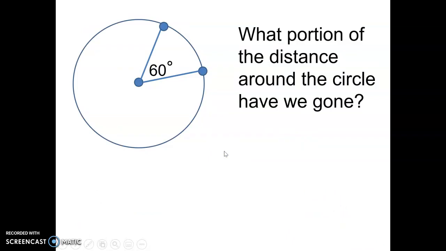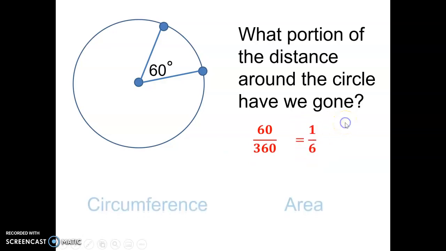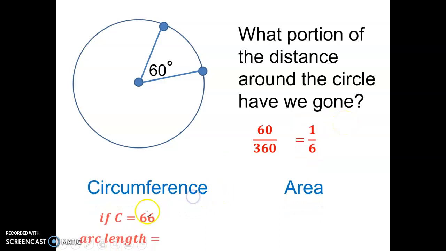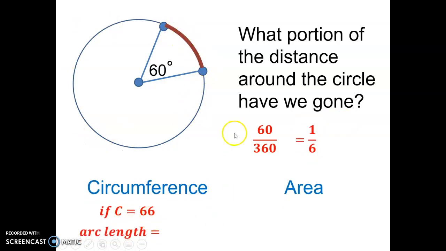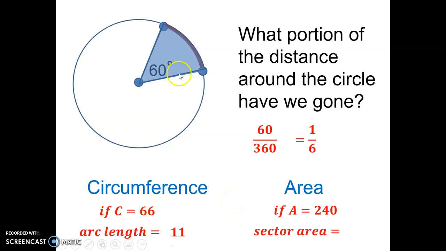Next one, what portion do we have here? This time we have 60 out of 360, which is 1/6. We have 1/6 of the circle. Therefore, circumference, let's say it's 66 the whole way around, and we want this arc. And let's say the entire area is 240, and we want just this sector. Go ahead. Okay, 1/6 of 66 is 11, so this arc length would have a length of 11. And if the whole area is 240, 1/6 of that is 40. So we have an area of 40 here out of the possible 240.